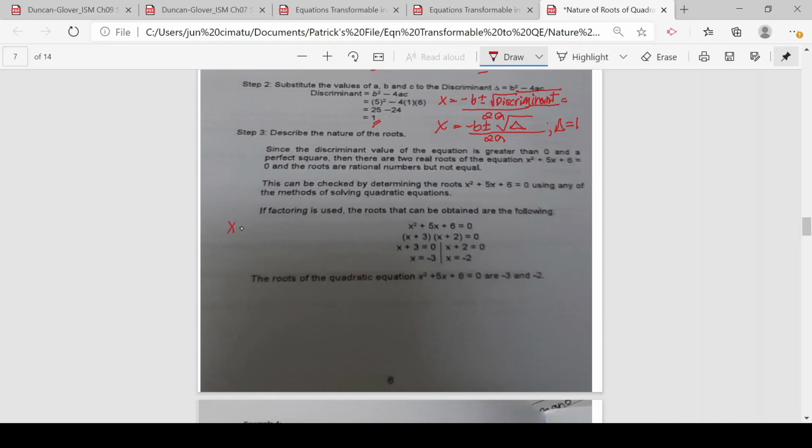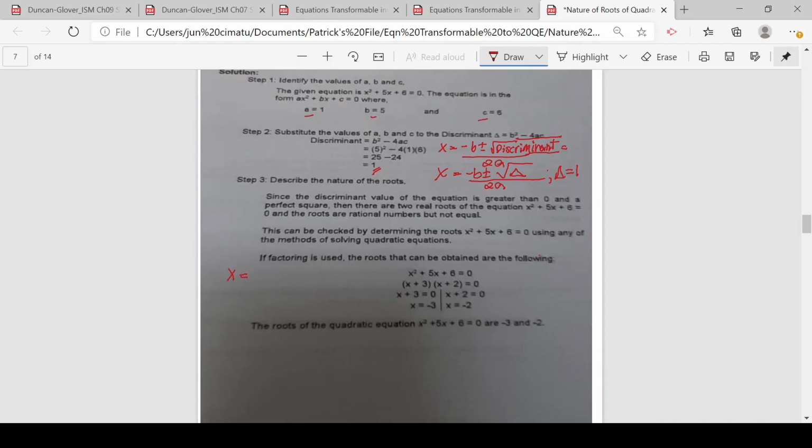Okay, so x is equals to negative b. Ano yung b? B is 5. So, negative 5 plus minus square root of 1 over 2 times a, A1. So, ito ay negative 5 plus 1 over 2. So, si x1, kunin natin yung positive 1. Value nito ay negative 4 over 2 or negative 2. Kukunin natin si negative sign ni 1. So, x2 ay negative 5 minus 1 over 2, negative 6 over 2 or negative 3.